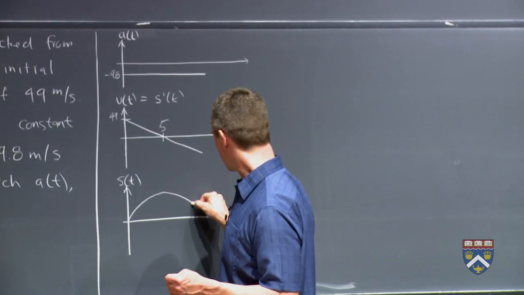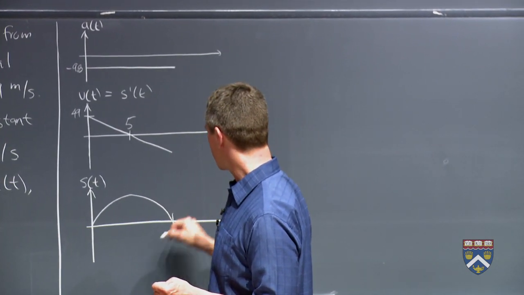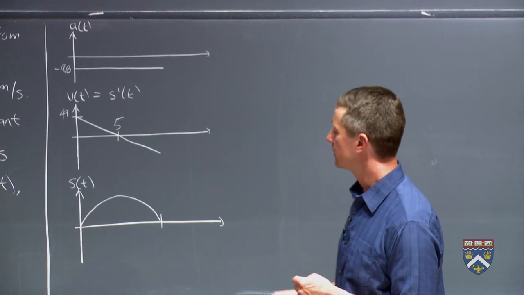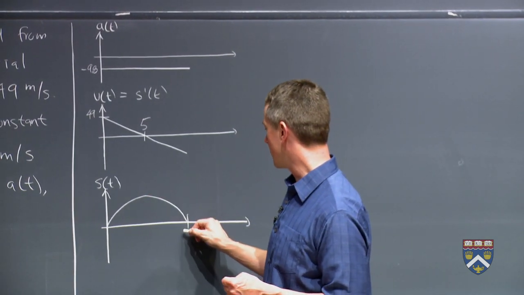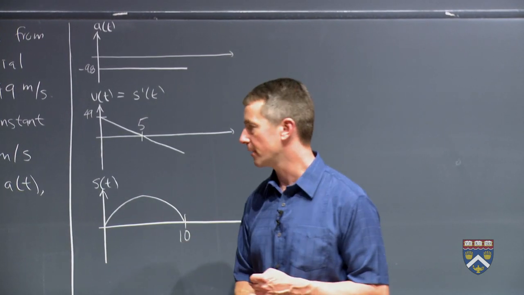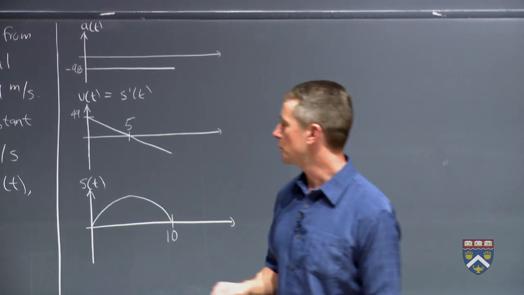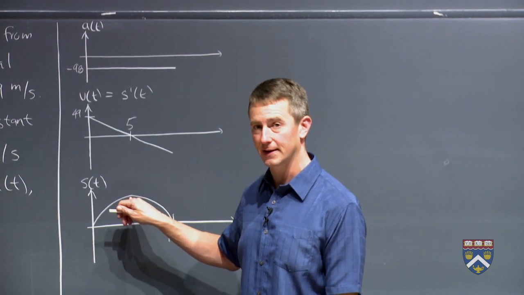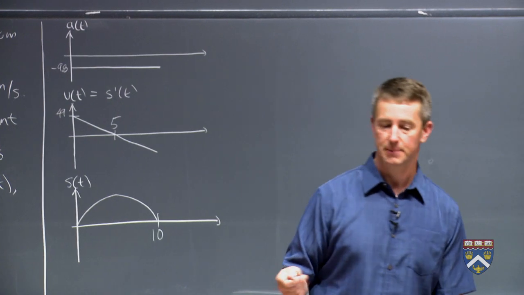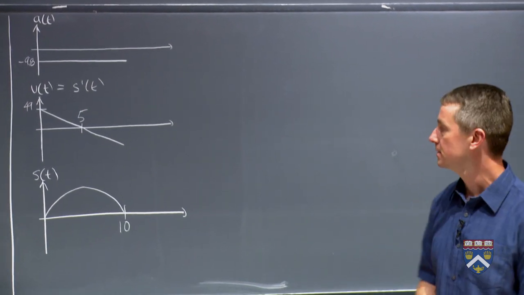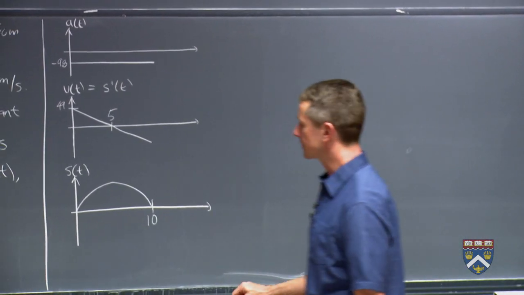And when do we hit the ground? If you go up for 5 seconds, you go down for 5 seconds. So we hit the ground at time t equals 10. Again, what we don't know is what was the highest point that the object reached, but by the end of the semester, we will have learned enough calculus to be able to answer that question.